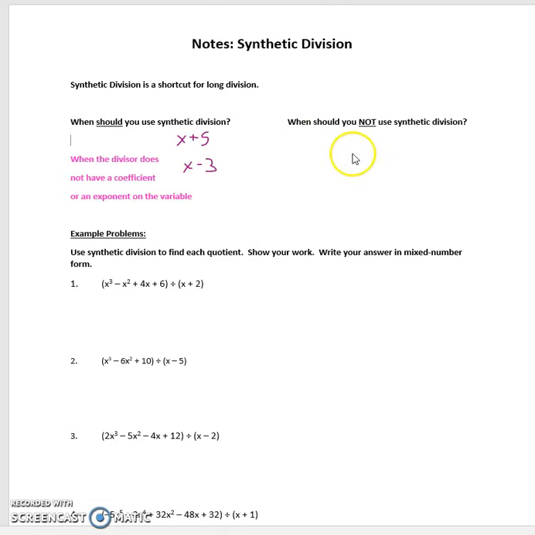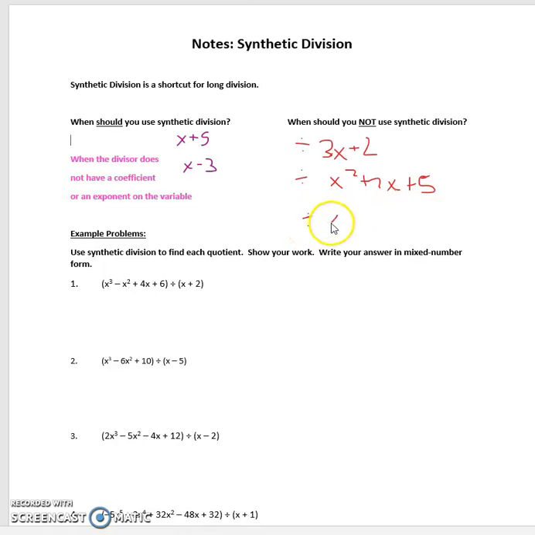hold on. You should not use it when it's anything other than that, when it's super complicated. So when you're dividing by 3x plus 2, that 3x, not good news. If you're dividing by x squared plus 2x plus 5, don't even think about it. Go straight to long division.